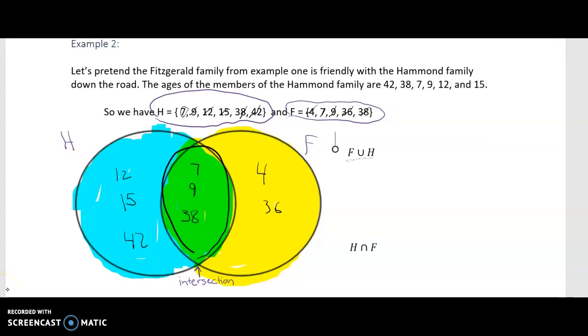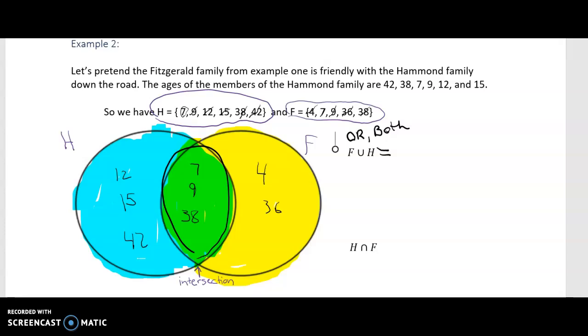I need to find F union H. Remember that union is or. The items need to be in one or the other, or both. So basically, I'm looking for all of the items between F and H.